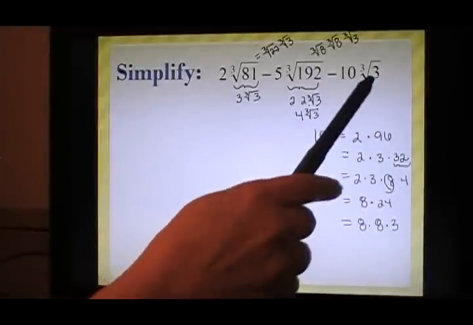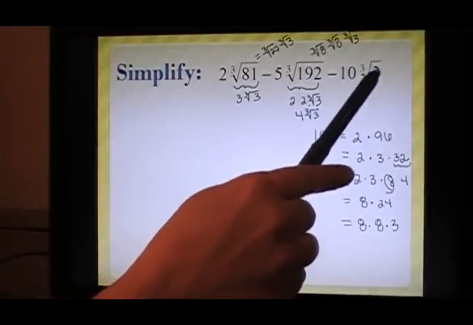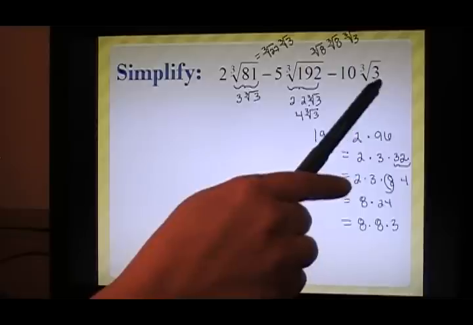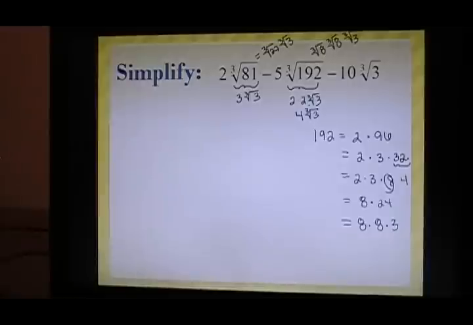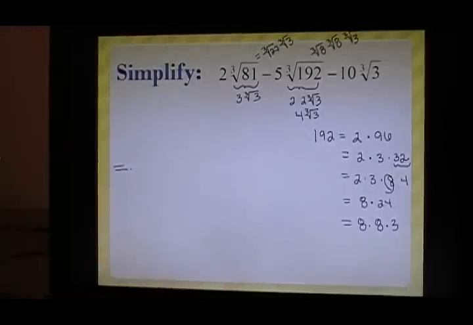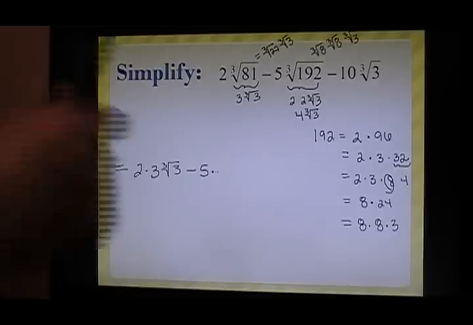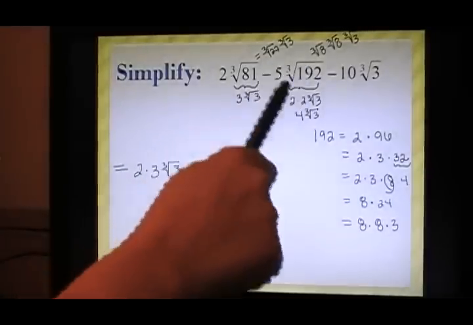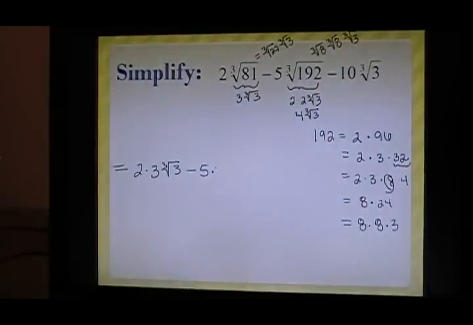And then finally this last term, 3 itself is not a perfect cube, nor is it divisible by a perfect cube other than 1. And so I cannot do anything to simplify that last term. So rewriting, I have 2 times 3 cube root 3, minus 5 times, so that's my 5, times the simplification of this, which is 4 times the cube root of 3, minus 10 times the cube root of 3.